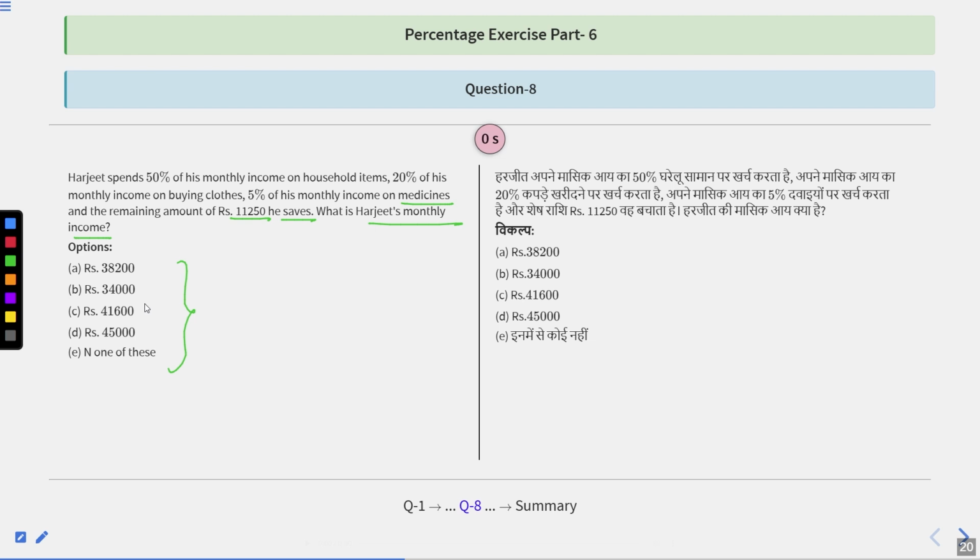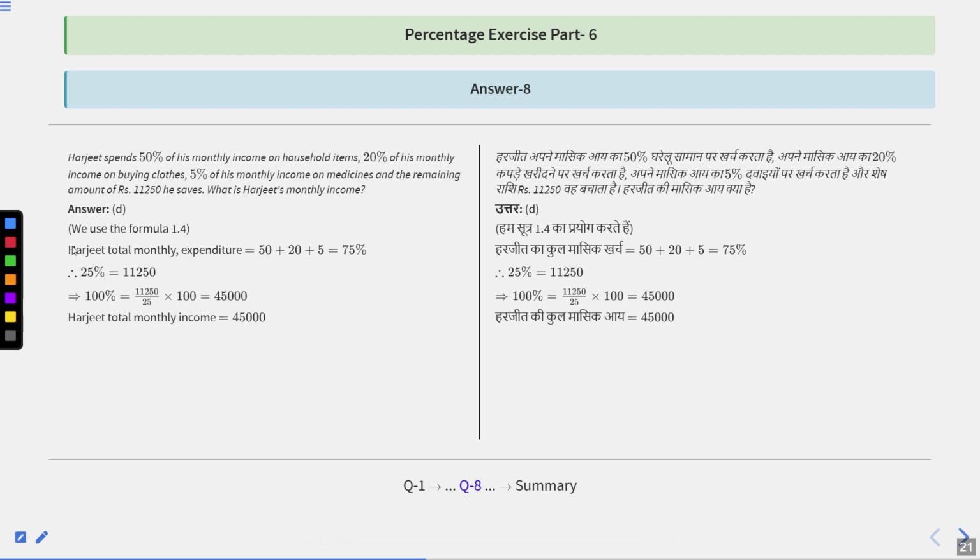Now time's up. Let's see the solution. According to the question, Harjeet's total spending in percentage is 50, 20 and 5, which becomes 75%. So Harjeet spent 75% of his total monthly income. So what will be the rest of the amount? Which is 25%, and it is given that he saved 11,250, which equals 25%. So what will be the 100%? We divide 11,250 by 25 multiplied by 100, which is 45,000. So Harjeet's total monthly income is 45,000. D is the correct answer. Next question.